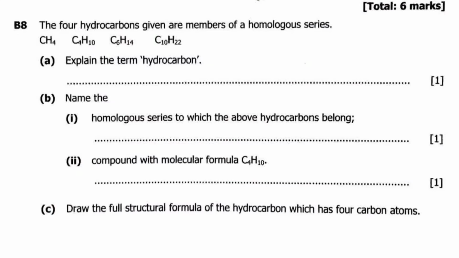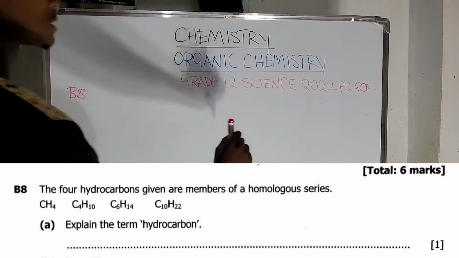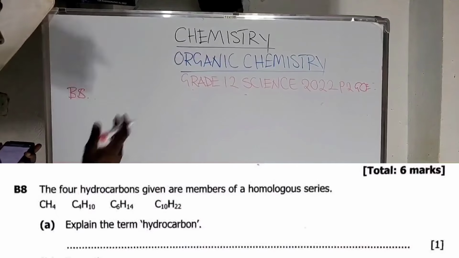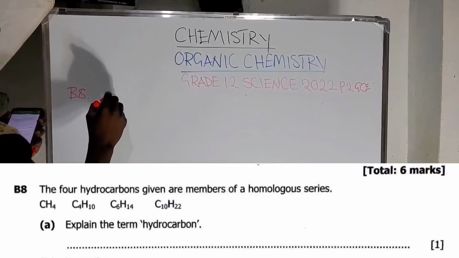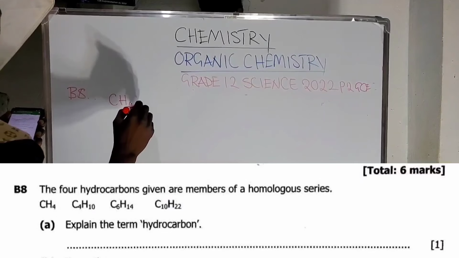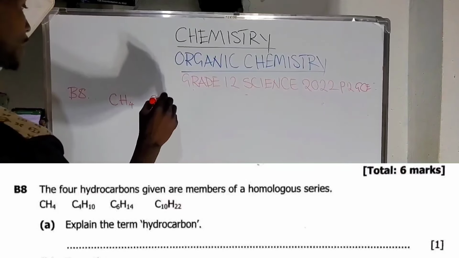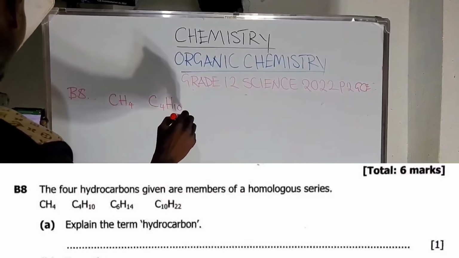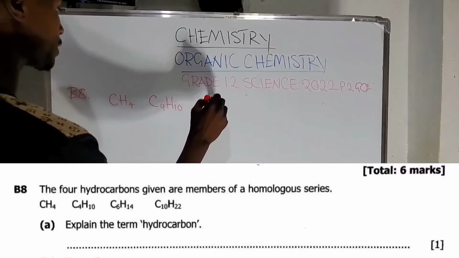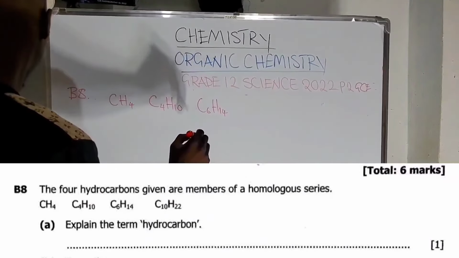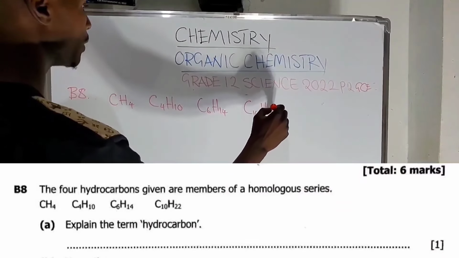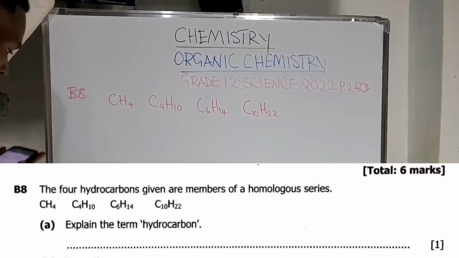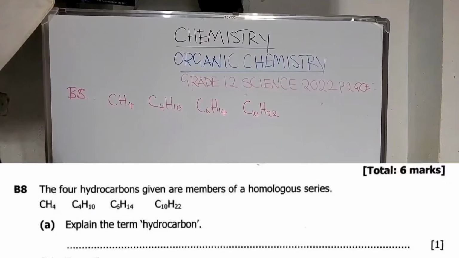Question B8 of 2022 Science Paper 2 GCE under Organic Chemistry is saying, so we've been given 4 hydrocarbons. The first one is CH4, C4H10, C6H14, C10H22.